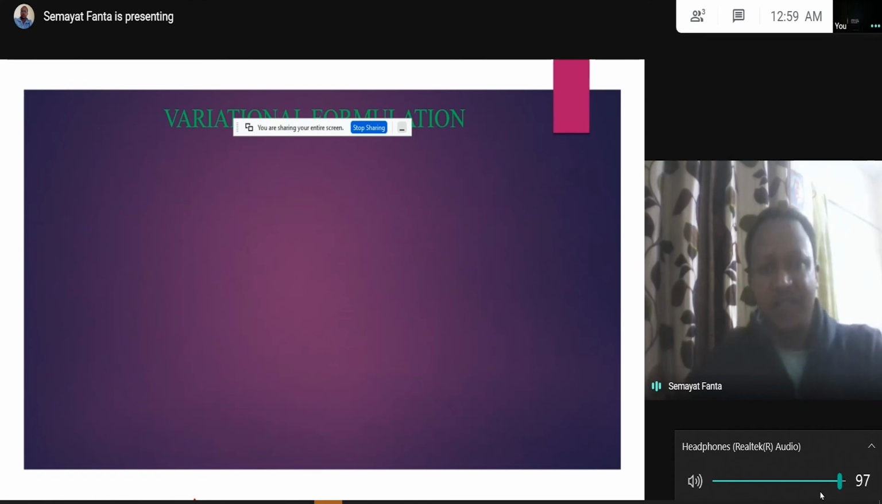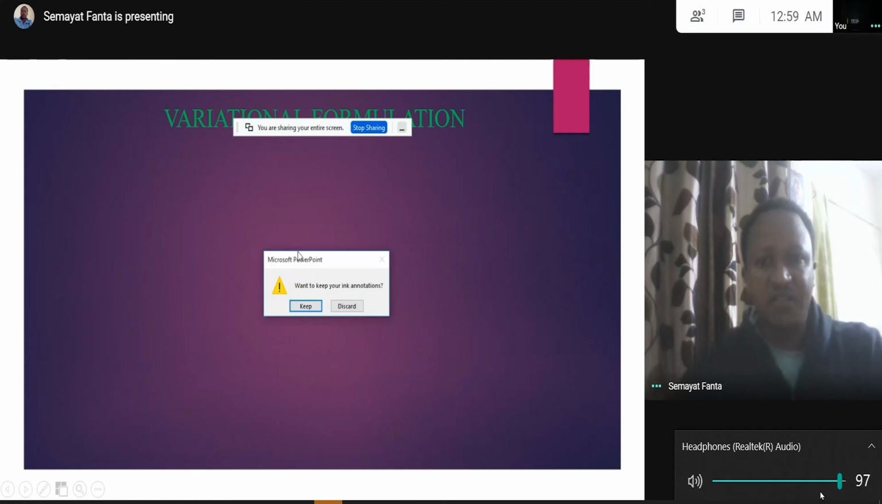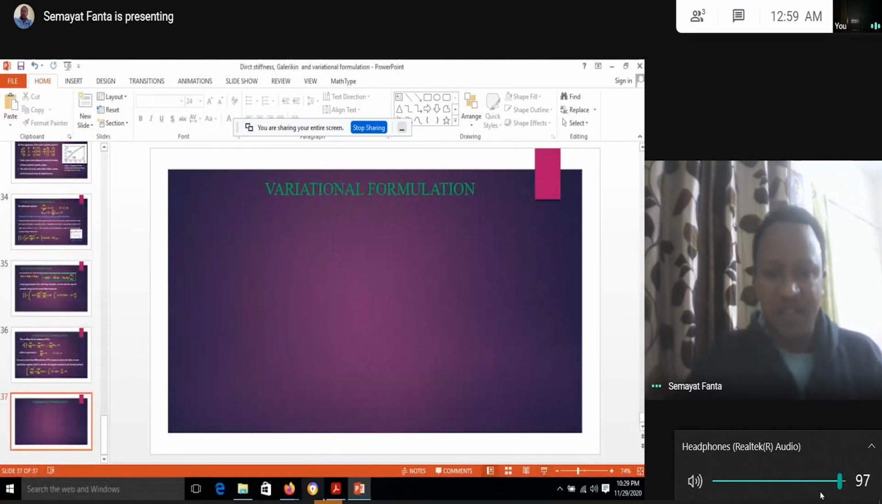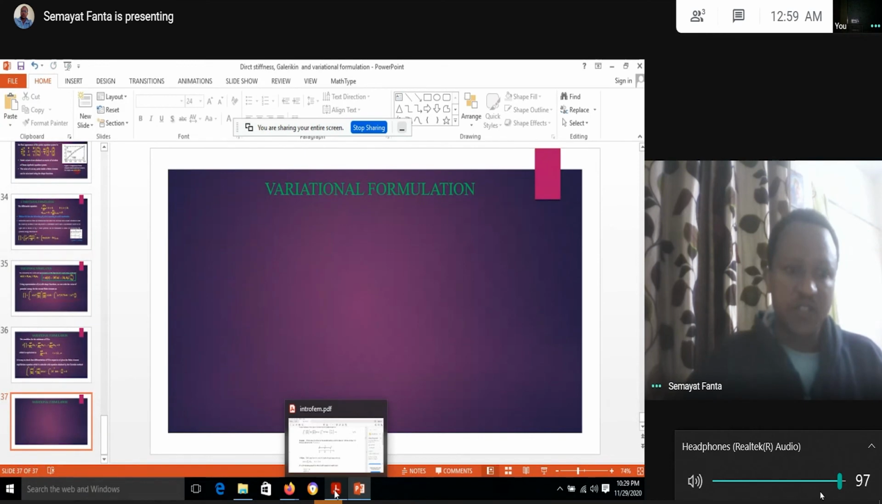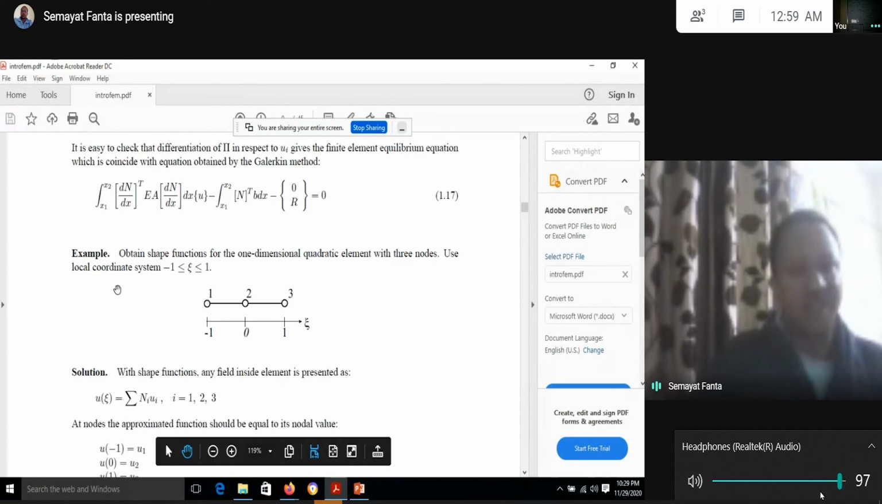And actually, we can take an example with this. I can show some. This is the form of equation that we are thinking of. So let's obtain the shape function for a one-dimensional quadratic element with 3 nodes using the local coordinate system.